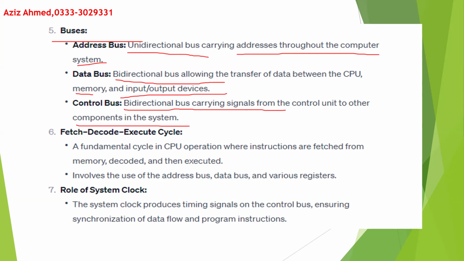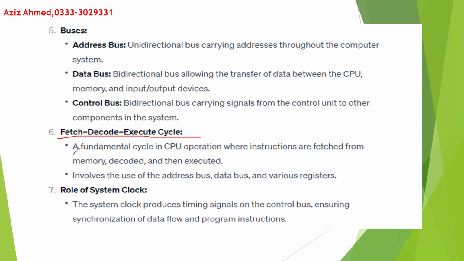Got the idea? Okay. So this is the way a computer performs work on instructions. Again, the fetch, decode, execute cycle is a fundamental cycle in CPU operation where instructions are fetched from memory, decoded, and then executed. So remember these three steps. They involve the use of the address bus, data bus, and various registers. So whenever an operation is performed by the CPU, the fetch-decode operation always happens.